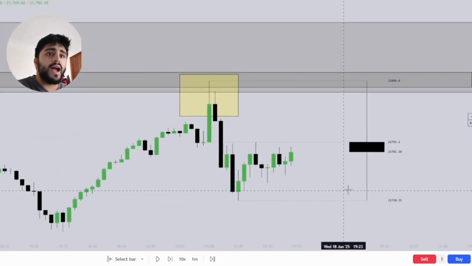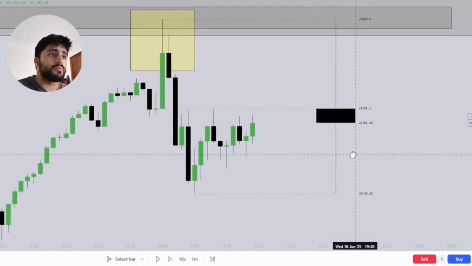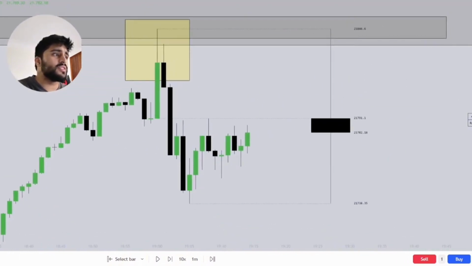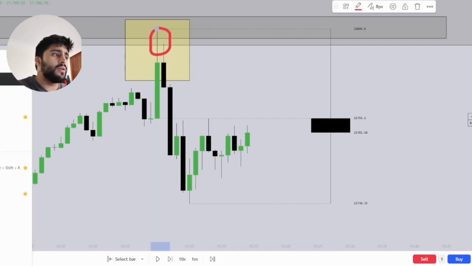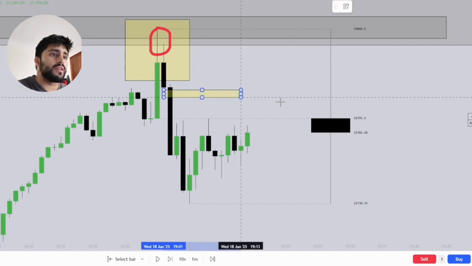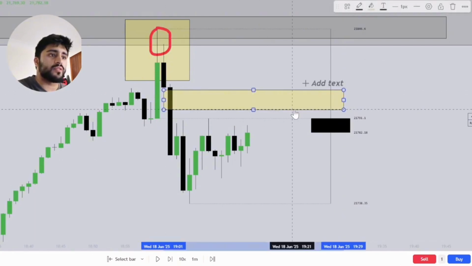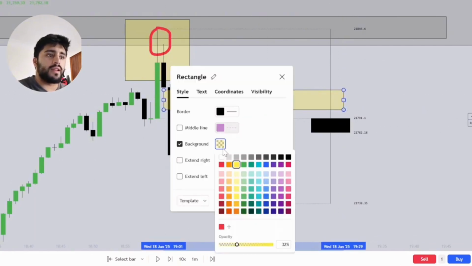So again, how do you form a trade post FOMC, right? So this was the FOMC news event over here. This was the FOMC rejection, and now we have a fair value gap of 1 minute FVG over here, right? Let me just change that to a different color. This is the 1 minute fair value gap.